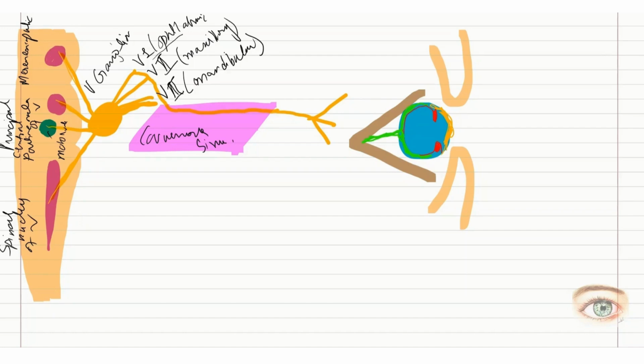And the ophthalmic division, just before entering the superior orbital fissure, divides into three further subdivisions. Now, what are these subdivisions called? We will have the lacrimal branch, we'll have the frontal branch, and we will have the nasociliary branch. Now, first let's discuss the lacrimal branch.